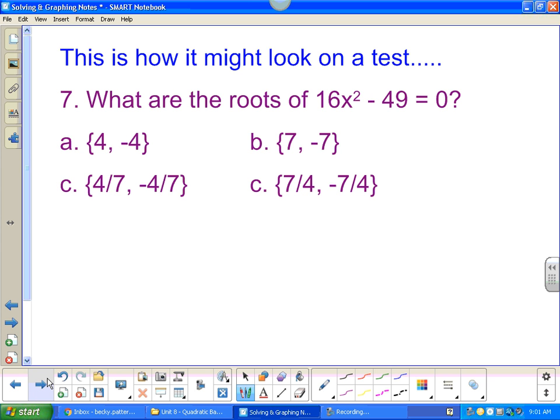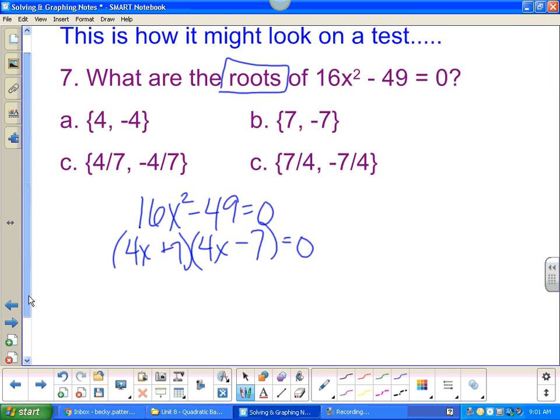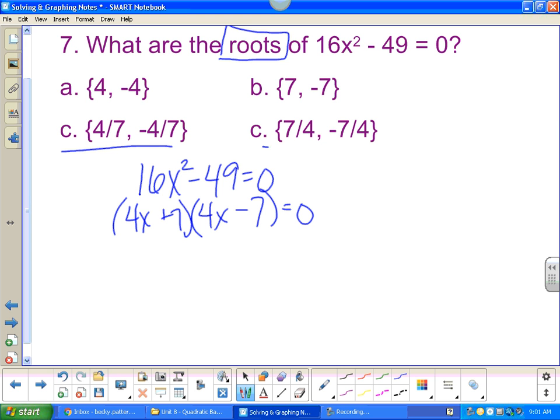So this is how it might look on a test. Without a graph, it's just going to say, what are the roots of that function? Well, roots means solutions. Remember those 4 words that all mean the same thing? Roots, zeros, x-intercepts, and solutions. So it just wants me to solve it. So I'm going to factor this. These are squares. 4x and 4x and 7 and 7 and 1 plus and 1 minus. Okay, so I know it's going to be either C, that's supposed to be a D, or D.